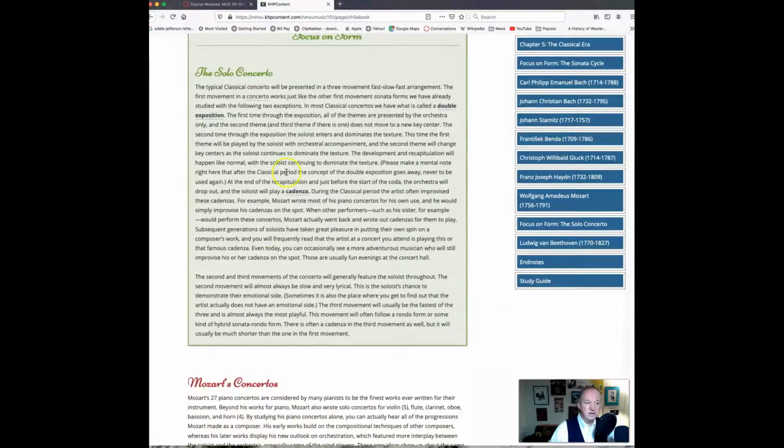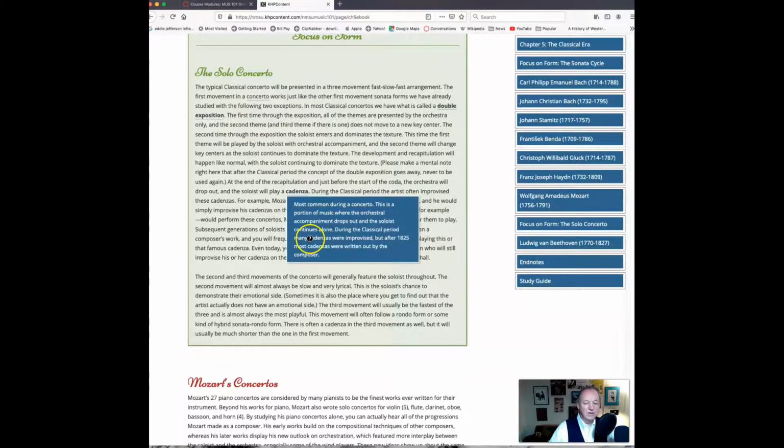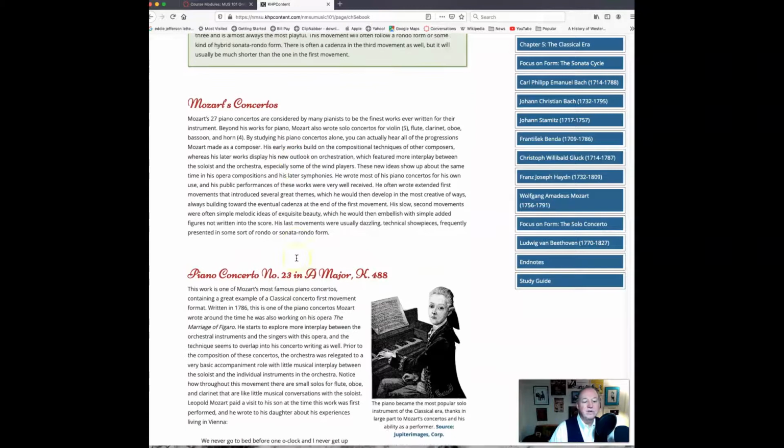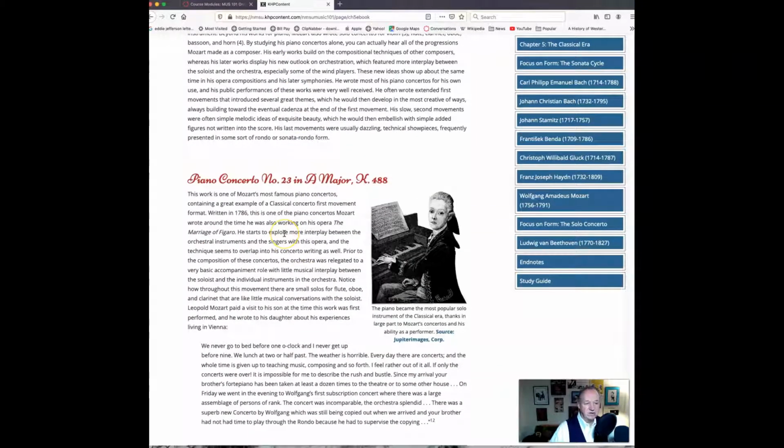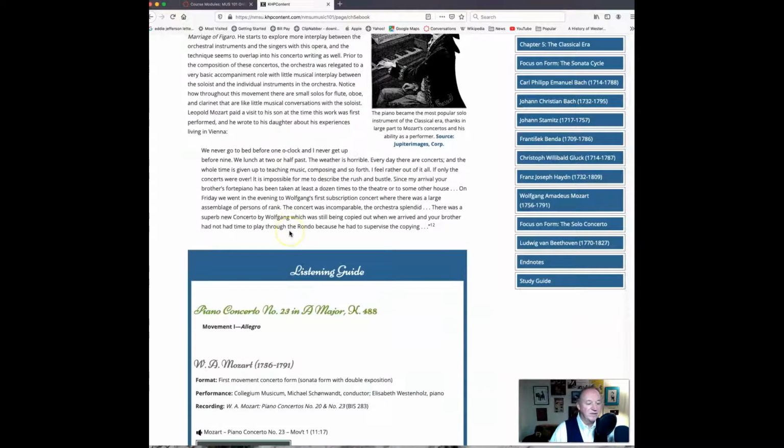And concerto. Here's a focus on form of the solo concerto. In particular, there are two big differences in the classical period. The double exposition and the cadenza. Make sure you learn this with care. It's on almost everybody's test. You have a great example. It's his Concerto number 23, one of his most famous piano concertos.